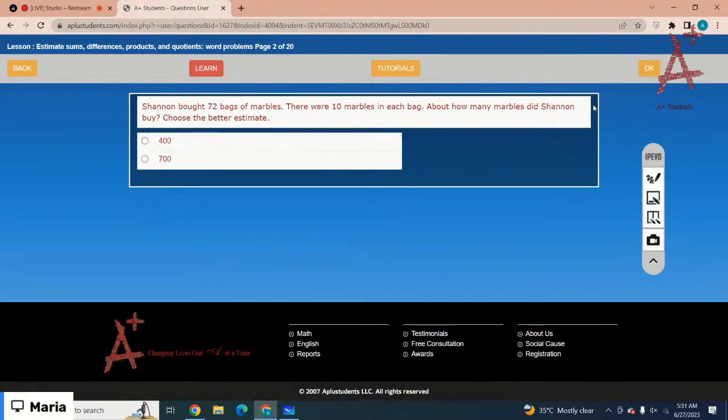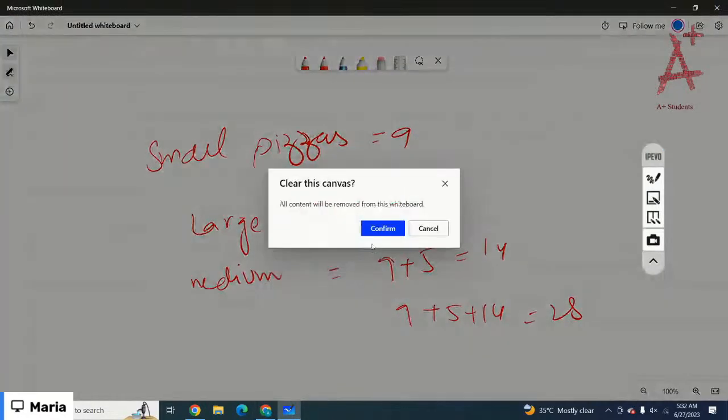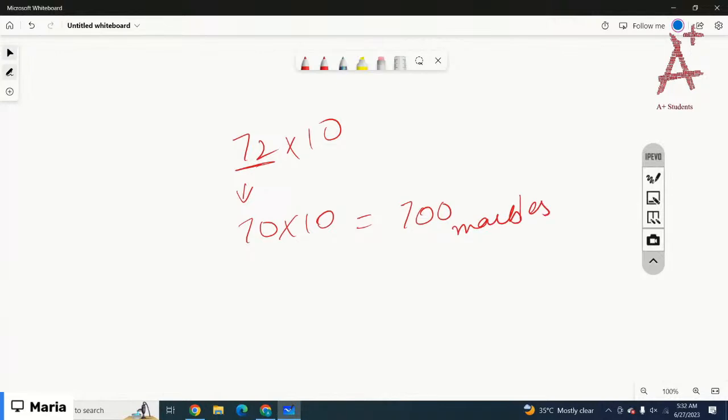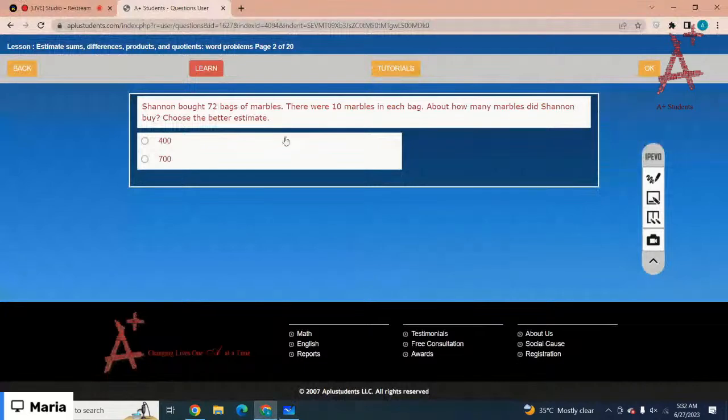Okay, Sharon bought 72 bags of marbles and there were 10 marbles in each bag. About how many marbles did Sharon buy? Choose the better estimate. You have to estimate the numbers as well. Got it? So you have to do 72 times 10. First, you can estimate 72 to 70. It would be 70 times 10. That means the total marbles are 700. So the correct option is 700.